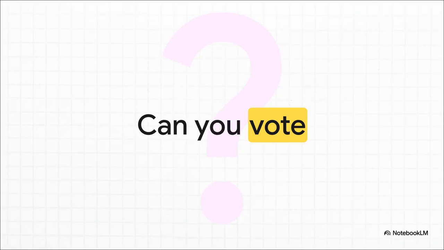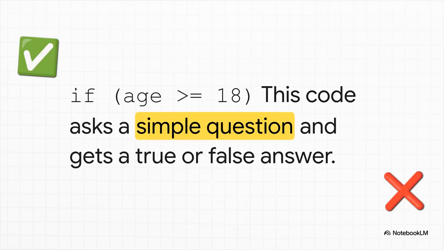Think about a really simple real-world decision. Can you vote? Well, the rule is you have to be 18 or older. So how would a computer figure that out? It's just a yes or no question, right? And we can translate that directly into code. The way we do it is with an if statement.